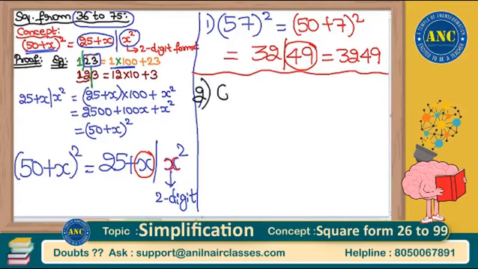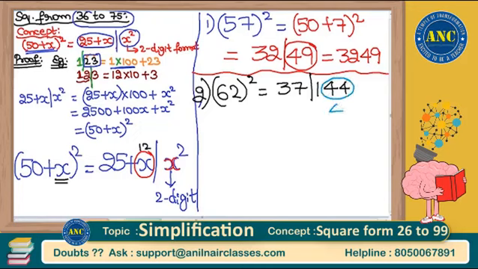Suppose for example, I want to find 62 square. 62 and 50. What is the difference, sir? 50 plus how much is 62? 50 plus 12 is 62. X value is 12. 25 plus 12, it is 37 slash 12 square is 144. 144 should be in 2-digit format. It is not in 2-digit format. Take only the 2 digits 44. Remaining 1 carry forward. 37 plus 1 is 38. Answer is 3844 for 62 square.